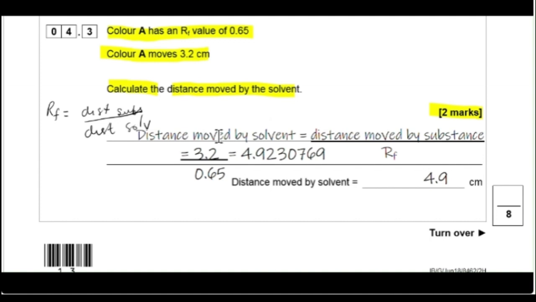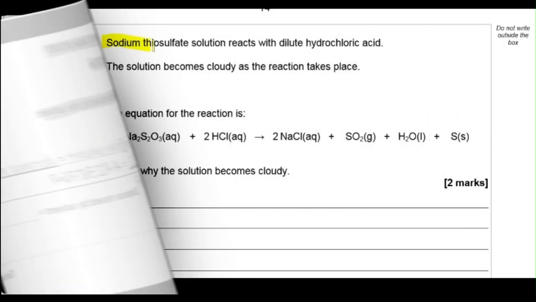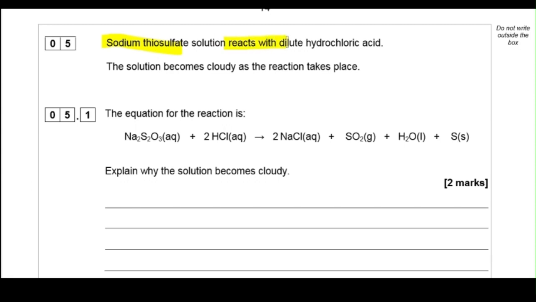Question 5. Sodium thiosulfate solution reacts with dilute hydrochloric acid. The solution becomes cloudy as the reaction takes place. The equation for the reaction is sodium thiosulfate plus hydrochloric acid goes to sodium chloride plus sulfur dioxide plus water plus sulfur. Explain why the solution becomes cloudy. And this is a 2-mark question.